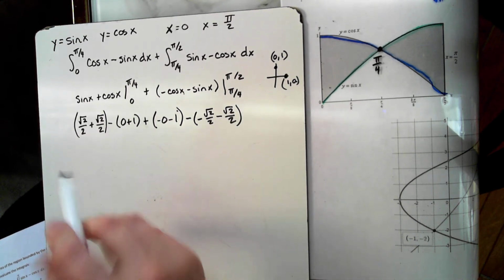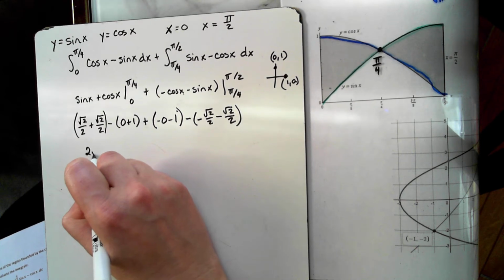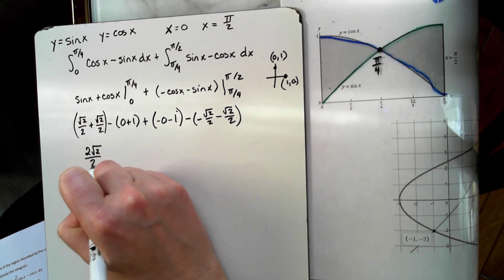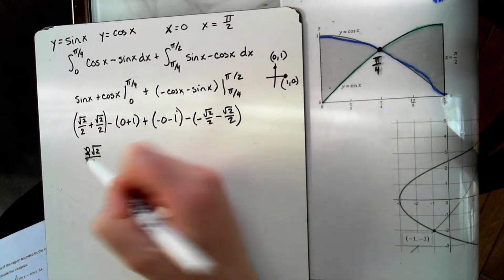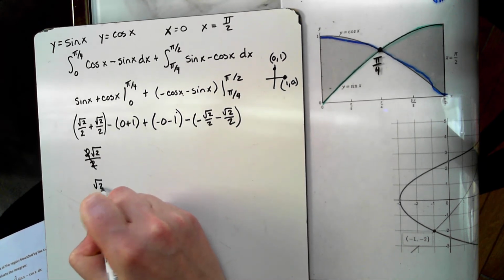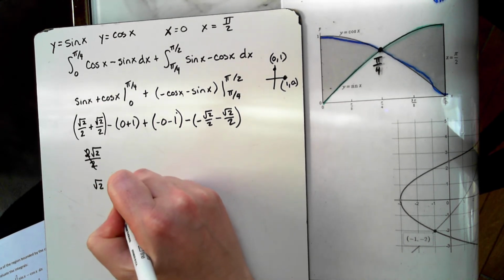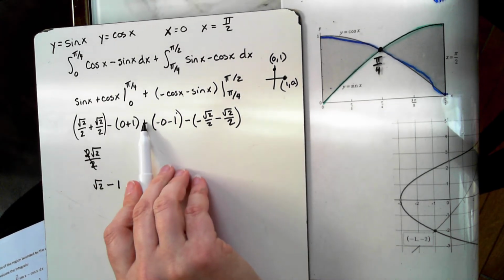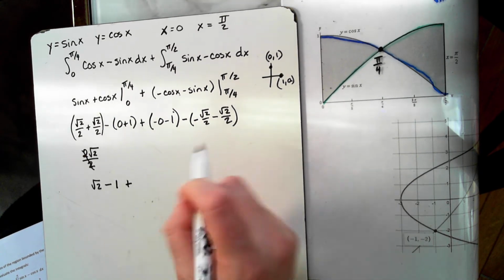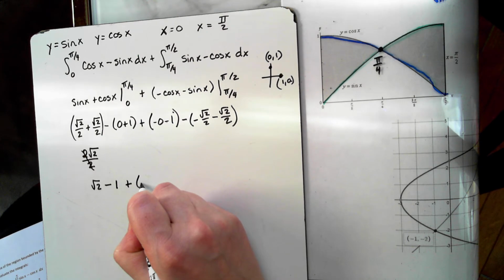Now I just need to calculate this. If I actually was to add these two, I would get 2 times the square root 2 over 2. And these 2's would actually just cancel. Okay, so this whole thing adds to the square root of 2. Now it's minus, and 0 plus 1 is just 1. And now I'm adding here, so plus. And 0 minus 1 is just negative 1.